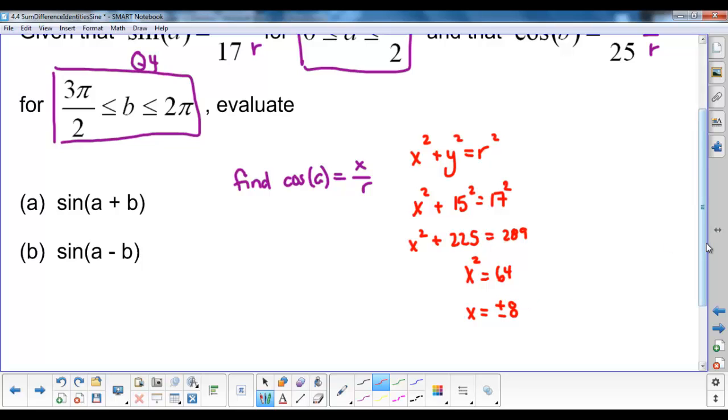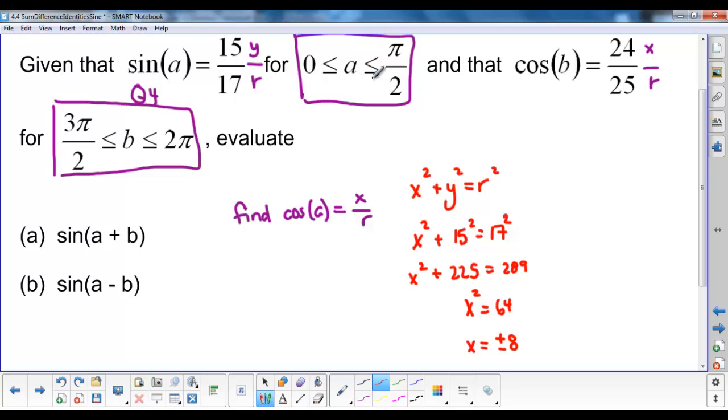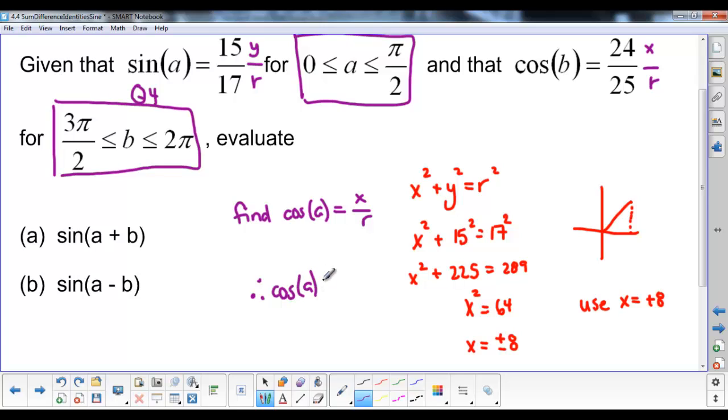Now, because angle A is in the first quadrant, we know our terminal arm stops somewhere in here, and we can see that any x value in the first quadrant must be positive, so we'll use x equals positive 8. So that tells us that cos of A must be positive 8 over 17.